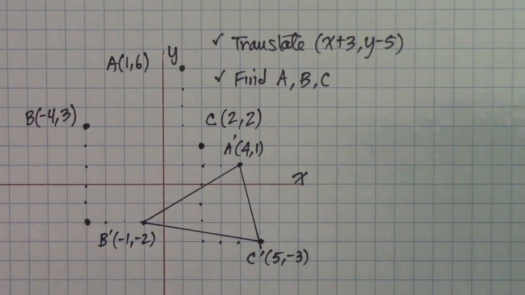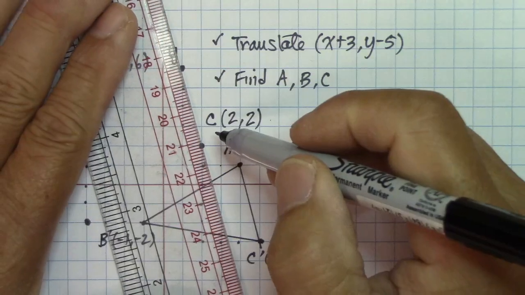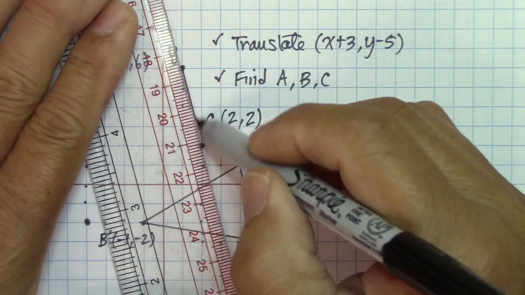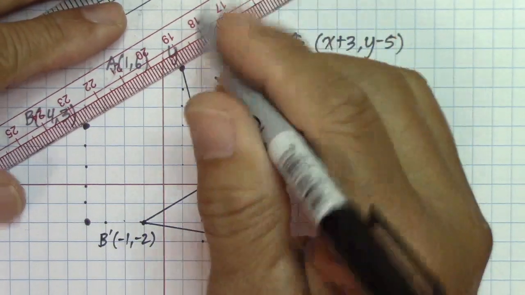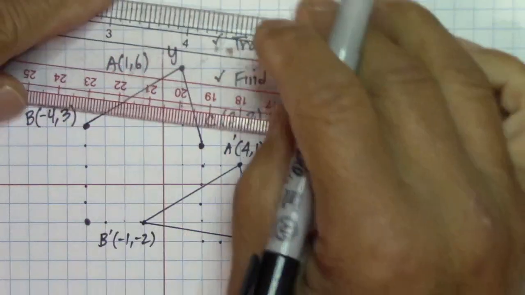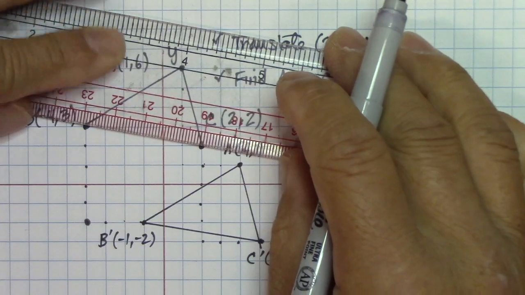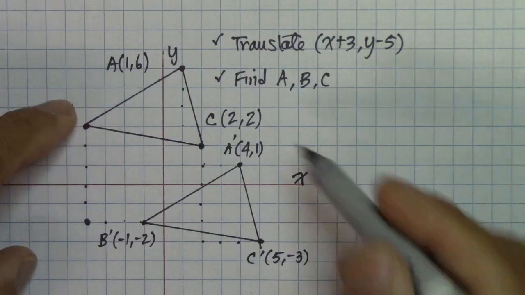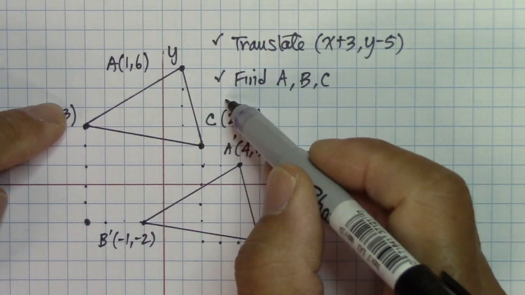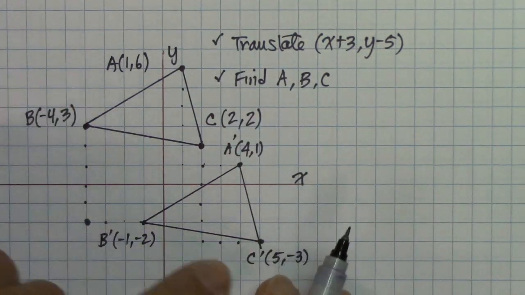And then, if you connect all those 3 vertices together, again, the rigid transformation concept holds true because we have the same shape and same size. That original form has not changed. It just shifted to the right 3, down 5, and we found the original.